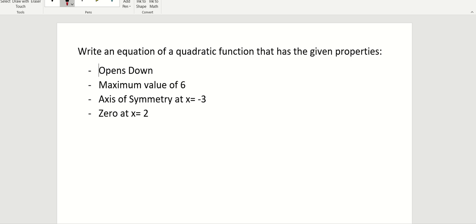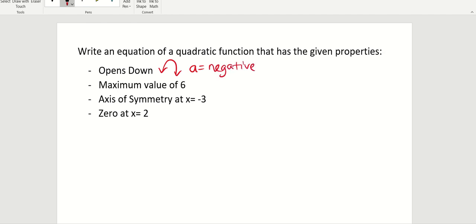In this video, we're going to write an equation of a quadratic function that has given properties: opens down, maximum value of 6, axis of symmetry of -3, and 0 at +2. So what do we know about quadratic functions? If they open down, they will have an a value that is negative.